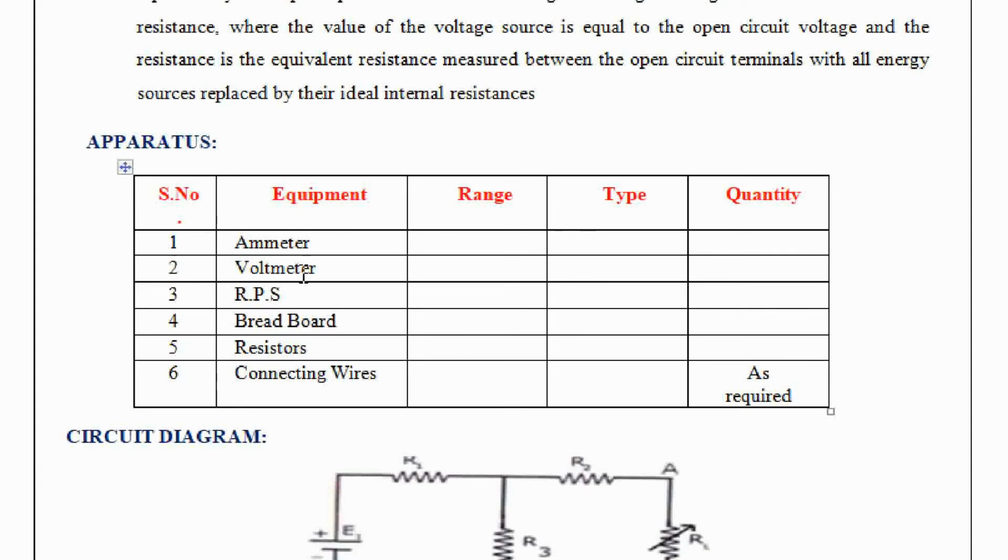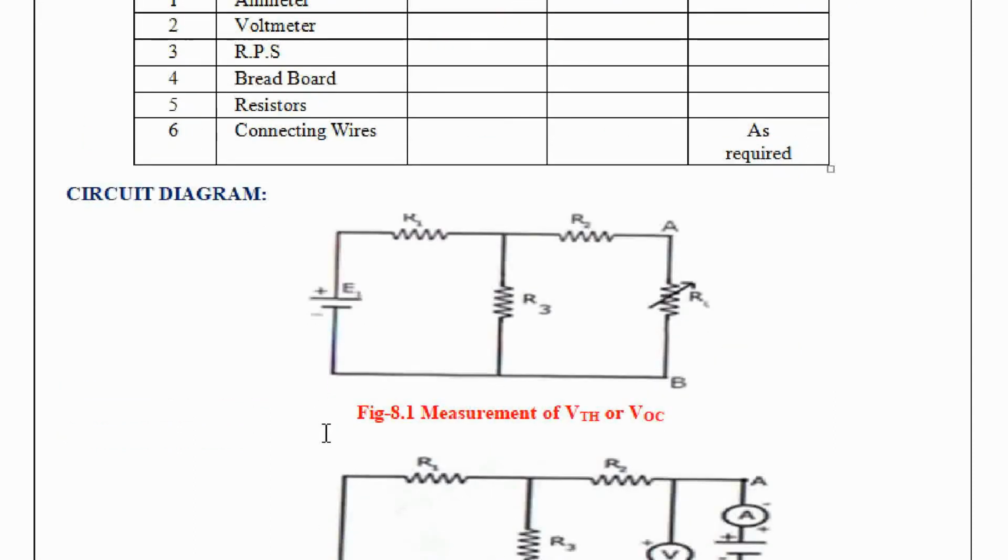So to do this experiment we need some apparatus, which are listed below. We need ammeter, voltmeter, regulated power supply, breadboard, resistors, connecting wires. So this is the circuit diagram. Here we have three resistors R1, R2, R3. While doing the experiment, we are going to consider R1 as 470 ohms, R2 as 470 ohms and R3 as 1 kilo ohm.